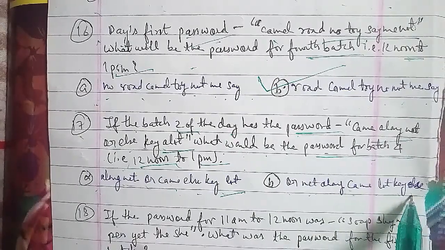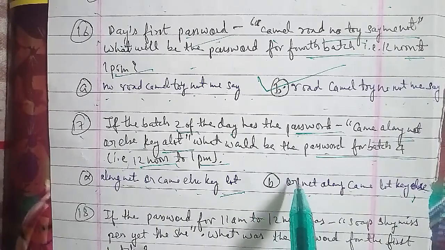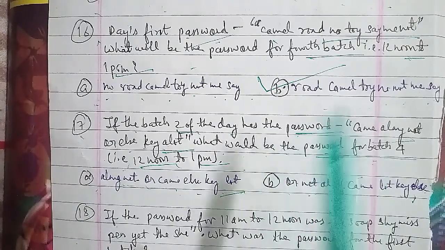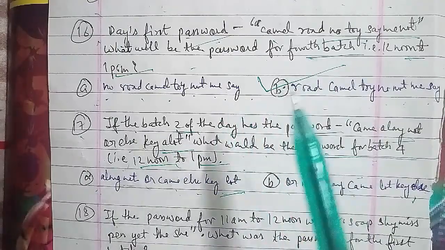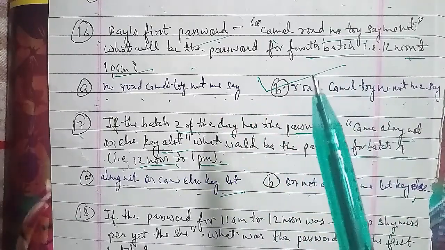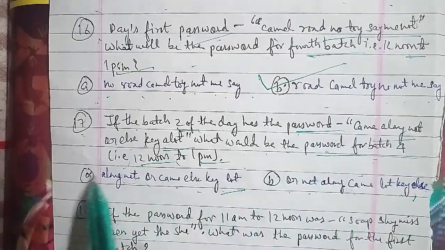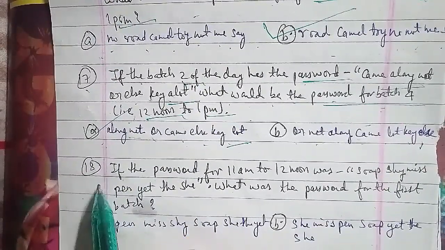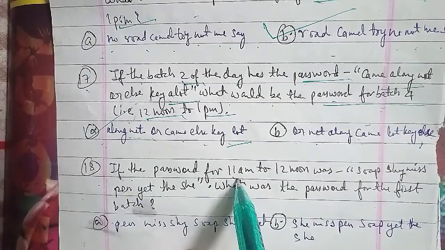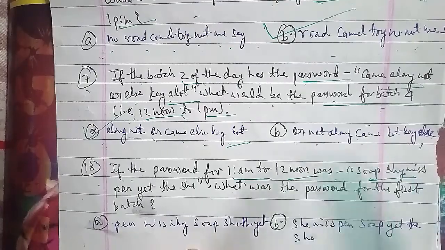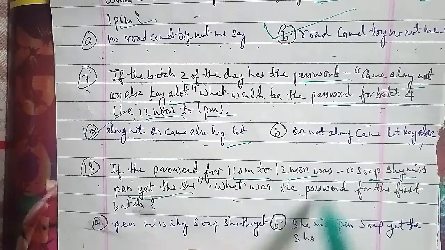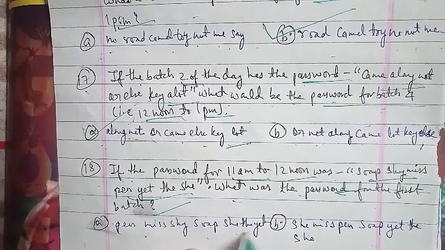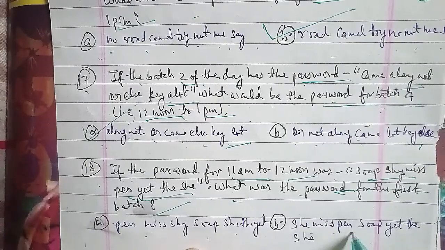Now the last question for the session is the 18th question. If the password for 11 AM to 12 noon was soap shy miss pen yet the she, what was the password for the first batch? Option A is pen miss shy soap she the yet, and option B is shy miss pen soap yet the she. Here the third batch is soap shy miss pen yet the she, the second batch is pen miss shy soap she the yet, and the first batch will be shy miss pen soap yet the she. So option B will be the right answer, and this question has been asked in the SBI PO question paper.